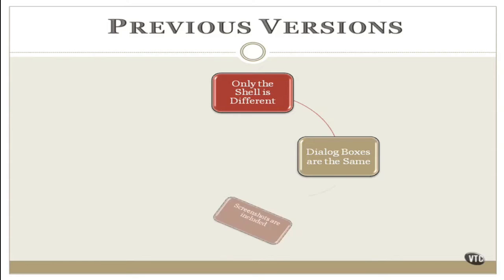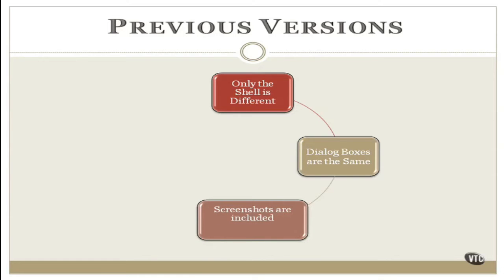I have, though, included the screenshots from all the prior versions so that you can see exactly where the change takes place. You will find that the labs work wonderfully. The features are the same. It is the shell that is different. So whether you are using 2007, 2003, 2000, or 97, the movies and the labs are applicable for all.